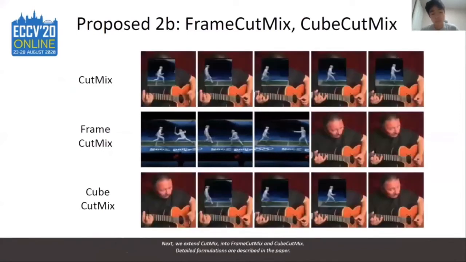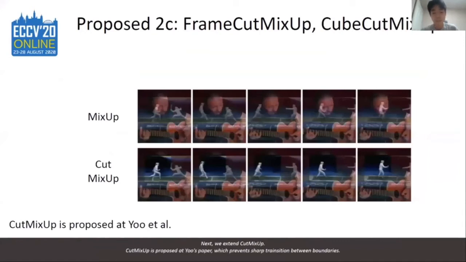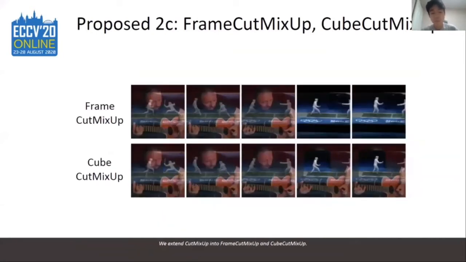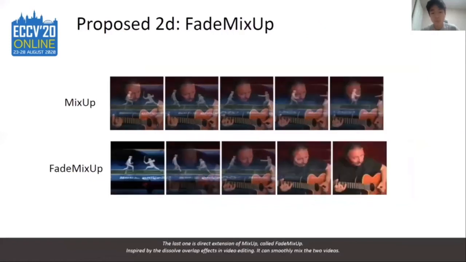Next, we extend CutMix into frame CutMix and cube CutMix. Detailed formulations are described in the paper. Next, we extend CutMix up. CutMix up is proposed as used in the paper, which prevents sharp transition between boundaries. We extend CutMix up into frame CutMix up and cube CutMix up.